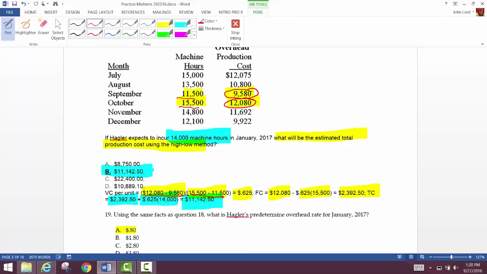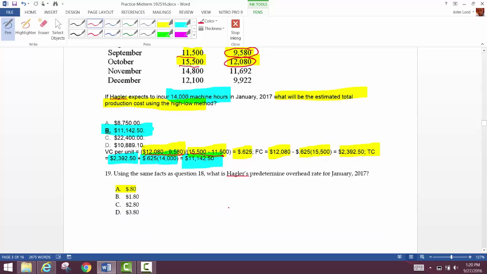Okay. So we then want to come up with the predetermined overhead rate, and now we're going to take this total of 11,142.50, and we're going to divide that by how many units? The 14,000 units we are going to estimate that we're going to produce. So now we've got the cost in the numerator and the number of units in the denominator. So I think that's the problem there. You're crossing those two ideas up. Okay, so what's that come to?